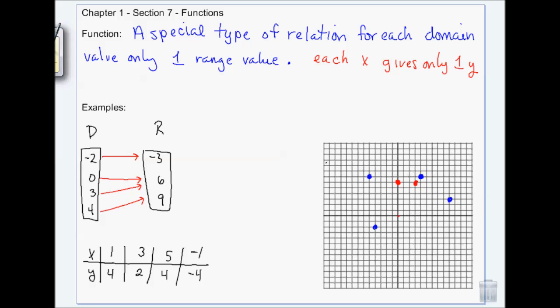What would make this not a function is if I came here and I put a dot like that. And see how there's 2 y's for that same x? That's not okay.